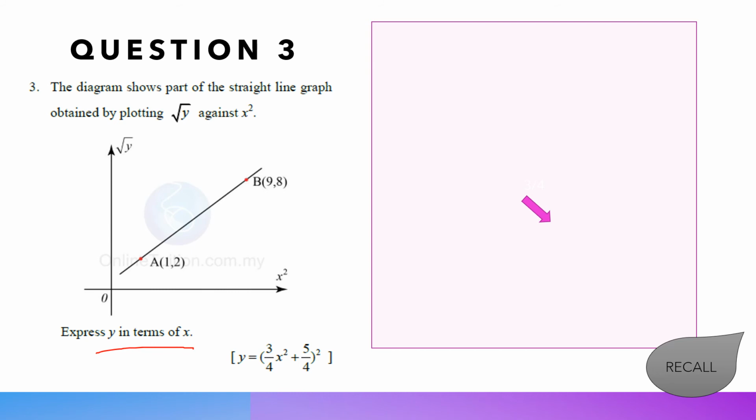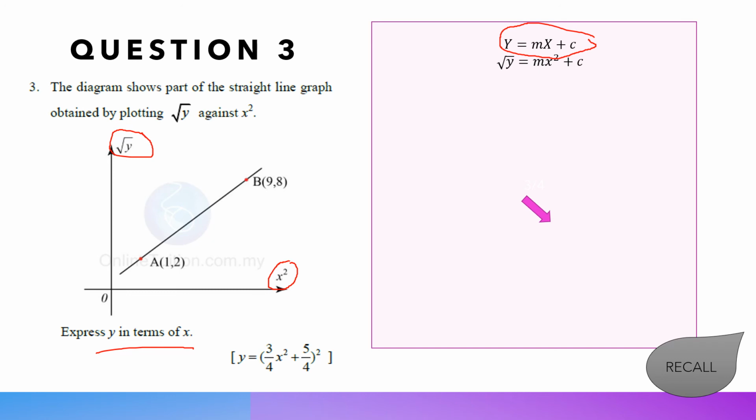So the first thing you need to do, as I said just now, remember to write this. Why? Because now your capital Y is third y, and your capital X is x squared. Now you substitute, you got this. Okay, so what is the next step? You need to find what is m.